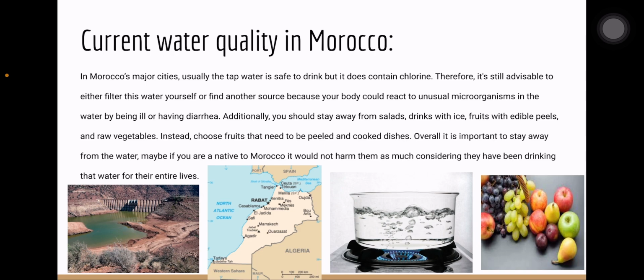I used a picture of a dam in Morocco, and I chose to put a map of the major cities in Morocco. I chose another picture of boiling water, and I chose another picture of fruits that have edible peels such as apples, pears, plums, and grapes.